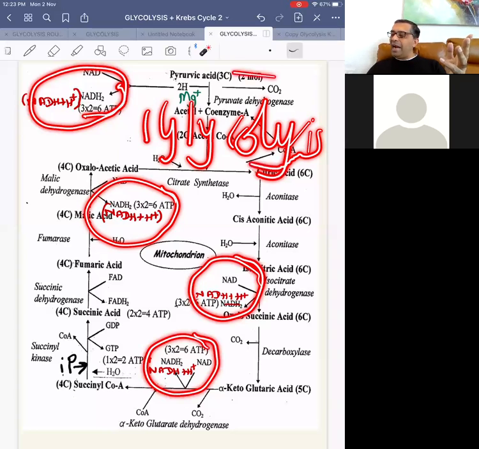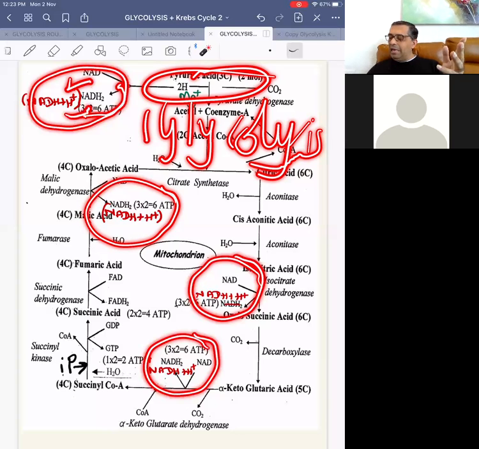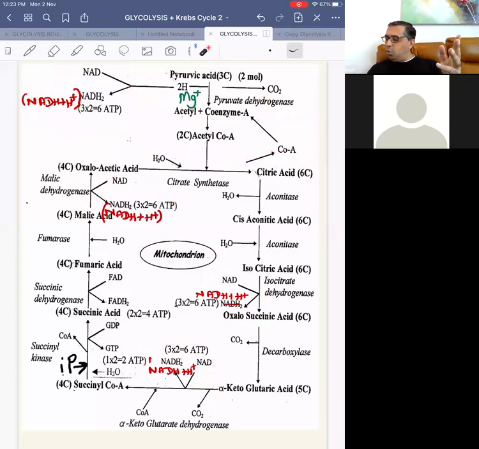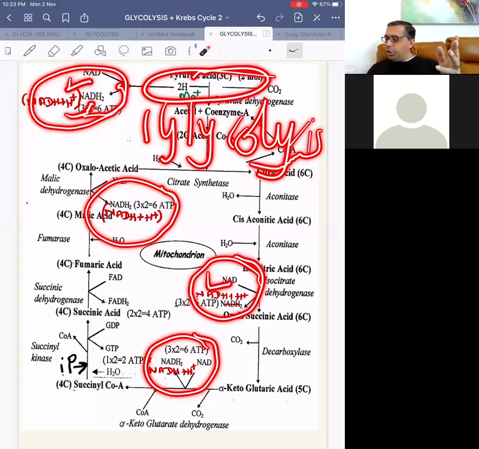Similarly, there are 2 molecules of pyruvic acid. So here we have 2 NADH plus H plus, sir. So again we have 2 molecules. Similarly, in the Krebs cycle, we have 2 NADH plus H plus, and here also 2, here also 2. So total, how many NADH are formed?